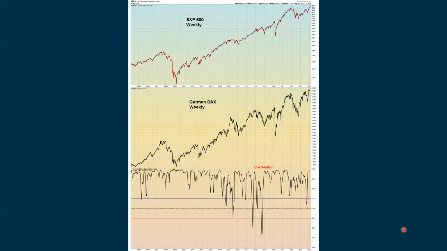So that is positive. Then we look at a weekly chart of the S&P on top, a weekly chart of the German DAX in the middle area. And we can see down here that the correlation between the two is kind of strong right now. It had been getting stronger. Now, they could both be going up or down. This just means that they're having a tendency to go in the same direction at the same time.